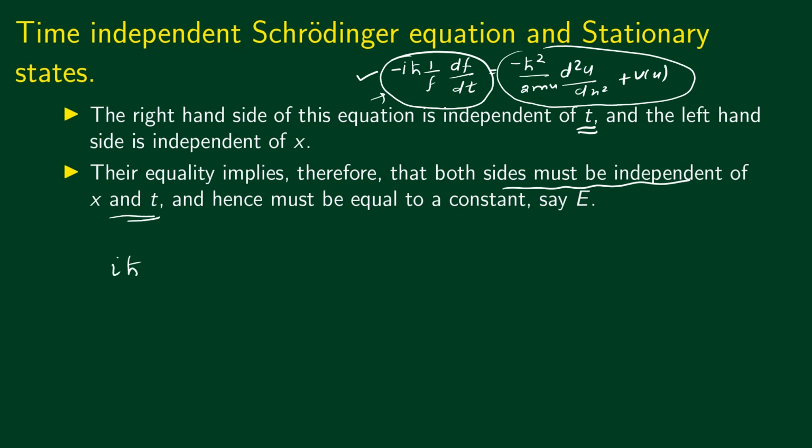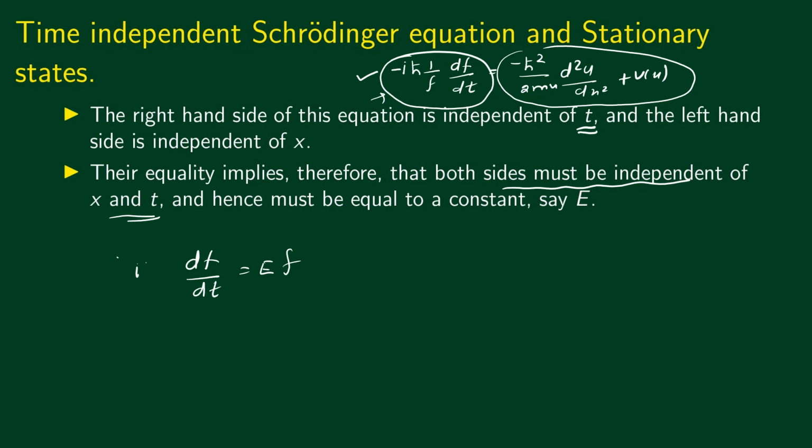We have separated the equations. iħ, let me write as 1/f df/dt equal to E. That's one equation. Or we can write the f on the other side. So we can write this as iħ df/dt is equal to Ef.